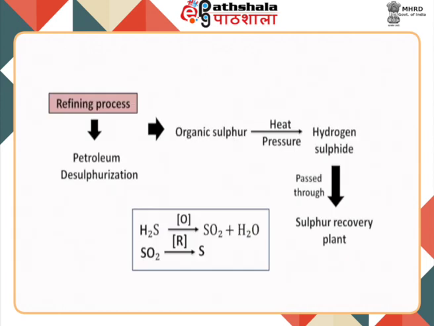Petroleum desulphurization is achieved during the refining process, in which heat and pressure convert the organic sulfur into hydrogen sulfide. The gas rich in hydrogen sulfide is passed through a sulfur recovery plant where the H2S is oxidized to give SO2 and water and the SO2 is catalytically reduced to give elemental sulfur.